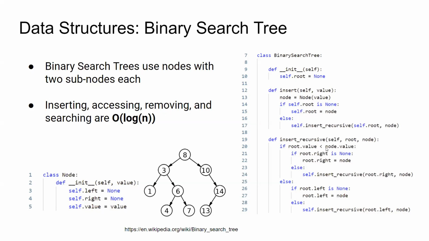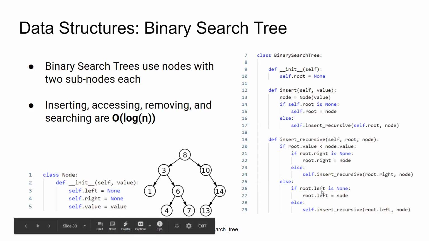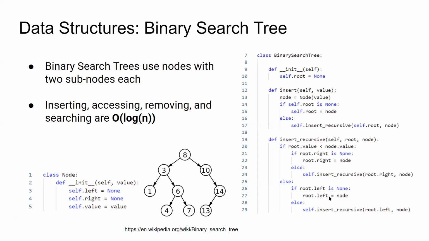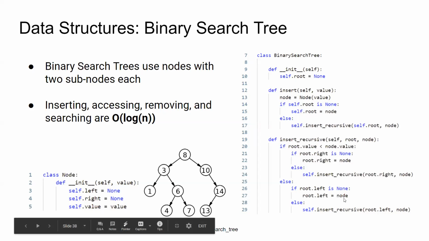So the recursive method, we check if our current node's value is less than the node we want to insert. And if it is, then we insert it on the right if there is no node there, and if it isn't, we recurse on the right node. Otherwise we check if the left node's none, and if it is, then we set it on the left node, otherwise we recurse on the left side.